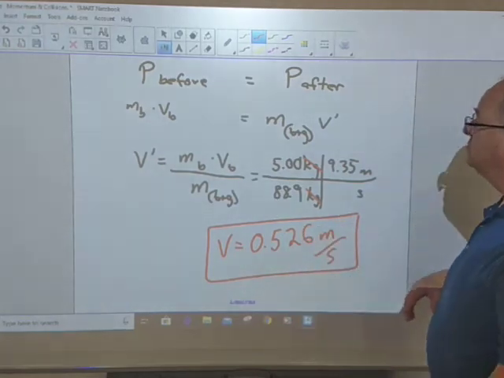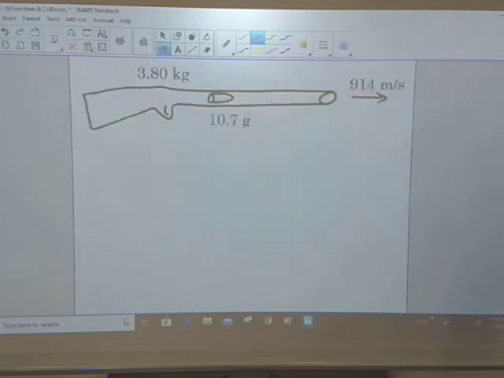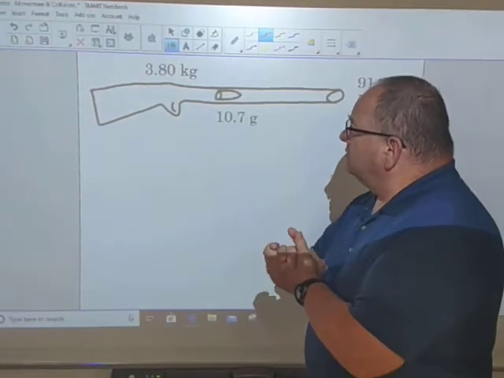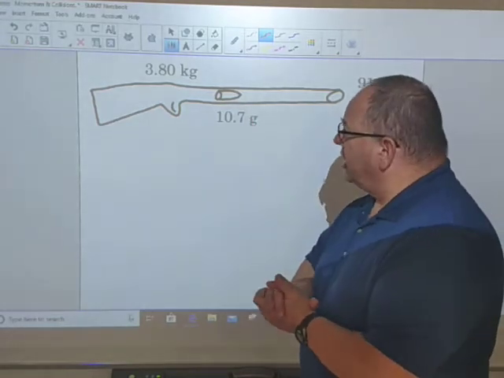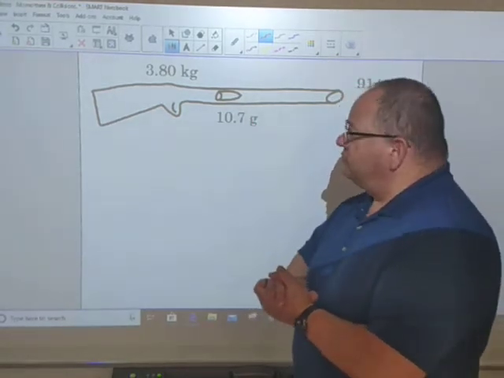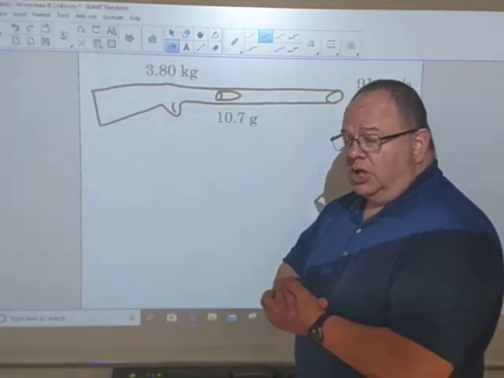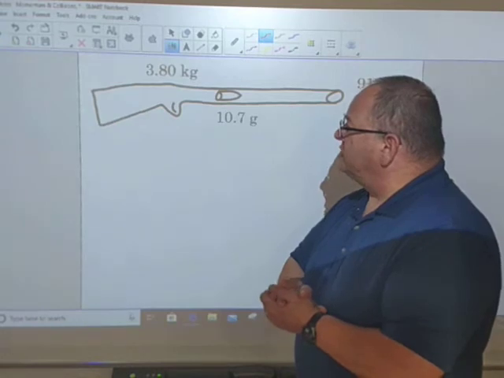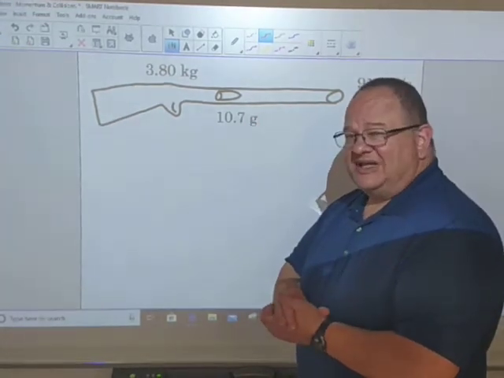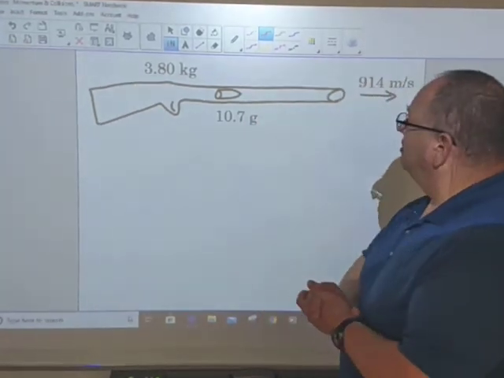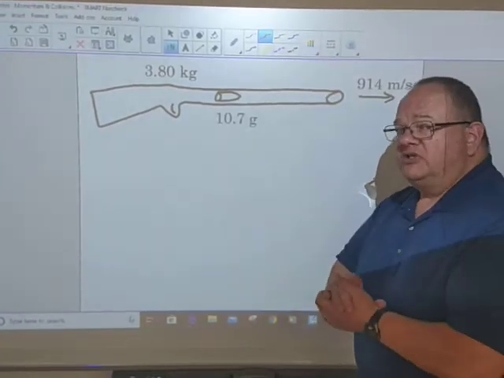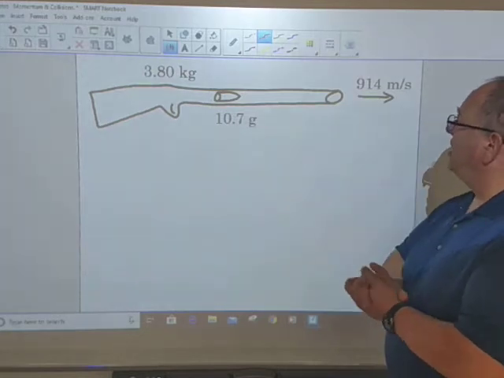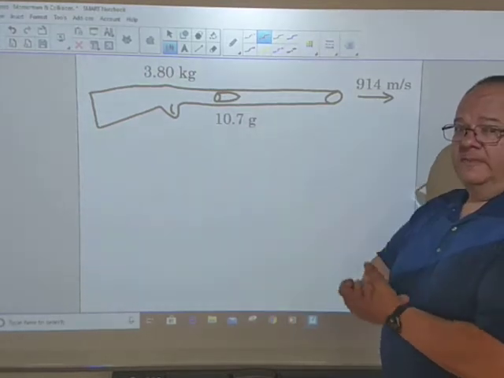Okay? Let's look at another one. So, here I have a rifle with a bullet in it. Okay? And right now, it's stationary. The rifle has a mass of 3.80 kilograms. The bullet has a mass of 10.7 grams. When the bullet is fired, the bullet comes out of the muzzle at 914 meters per second that way.